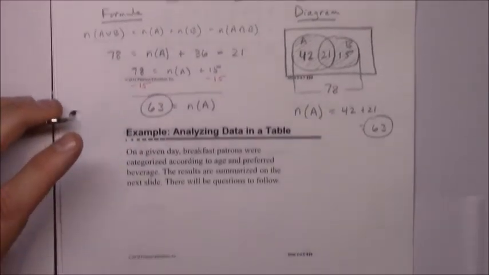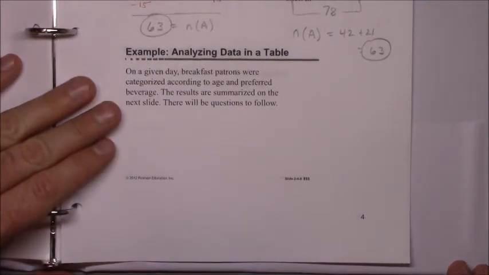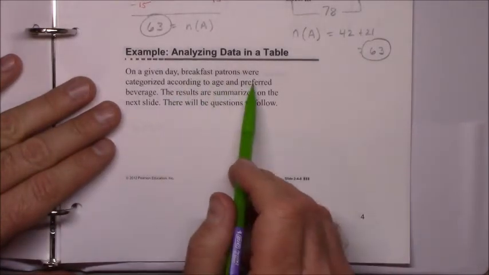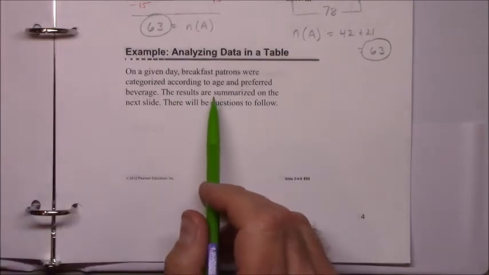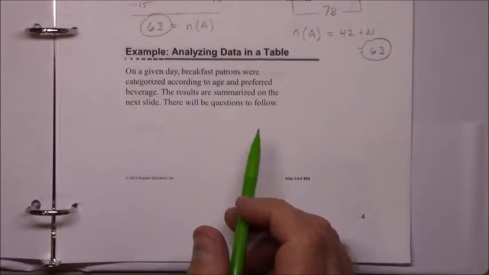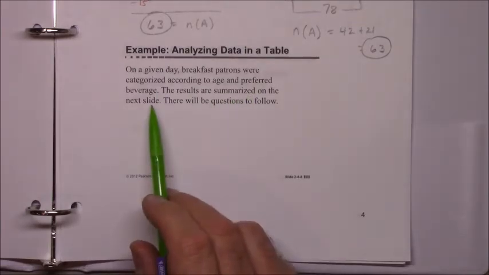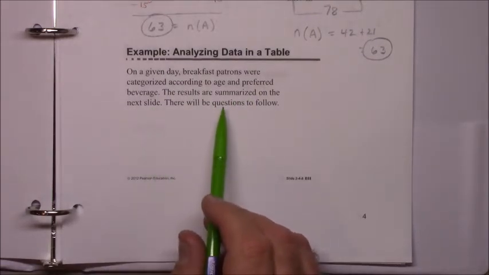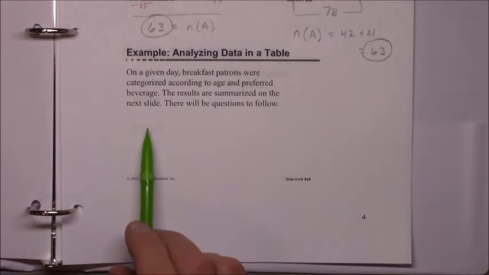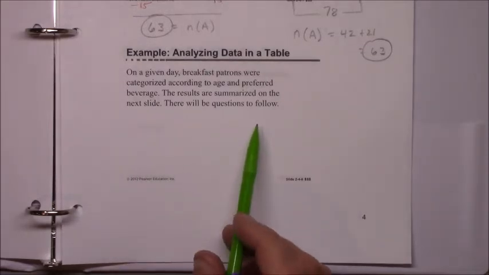I'm going to move down to the bottom of page 4 and read through our next example. On a given day, breakfast patrons were categorized according to age and preferred beverage. The results are summarized on the next slide. There will be questions to follow.